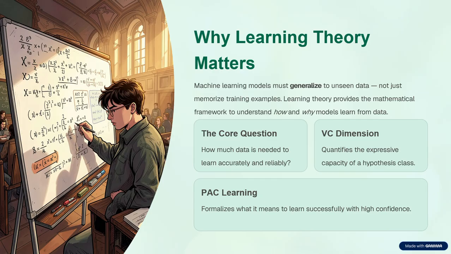The second part is why learning theory matters. Learning theory focuses on understanding the performance of machine learning models. A good machine learning model should not only perform well on training data, but also on new unseen data. That is what matters. VC dimension and PAC learning are part of statistical learning theory, which explains the relationship between model complexity, training data, and prediction accuracy.